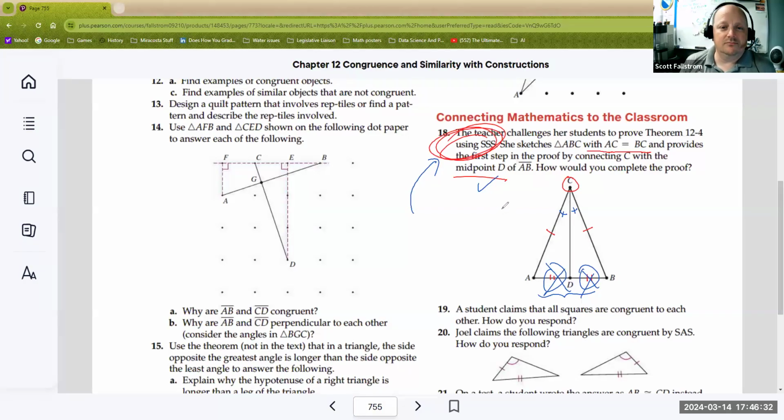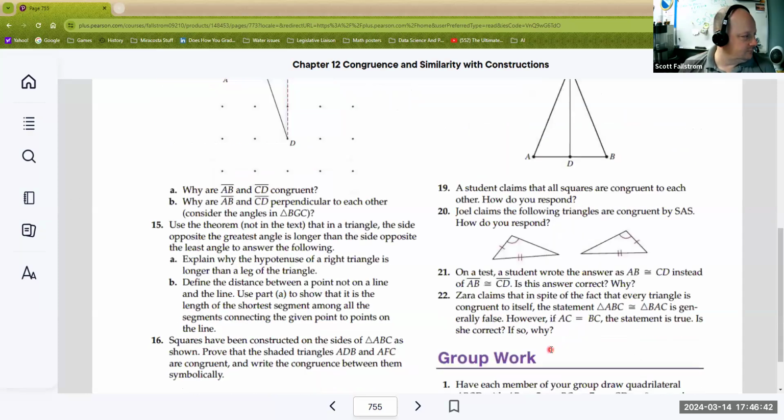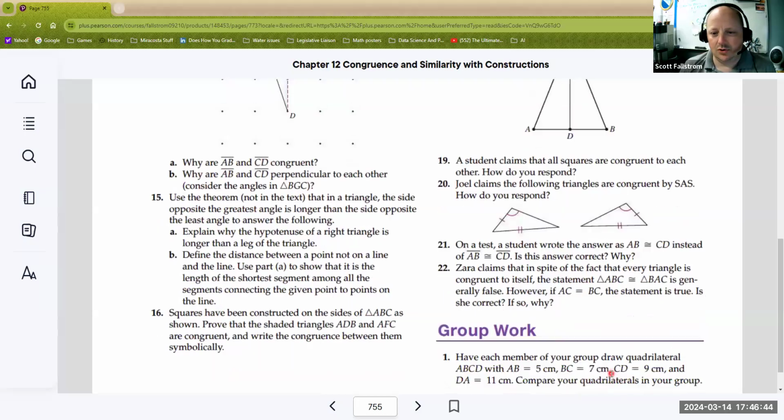And there you go. So with the information they've given you, you have two sides that are congruent. Your job is to see if you have a reason for why the third side is congruent. Next up, 22.